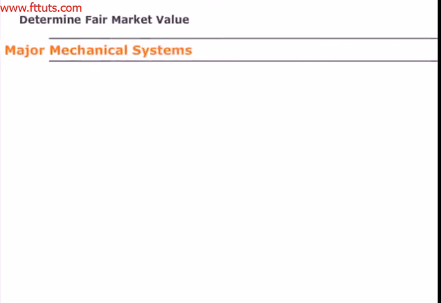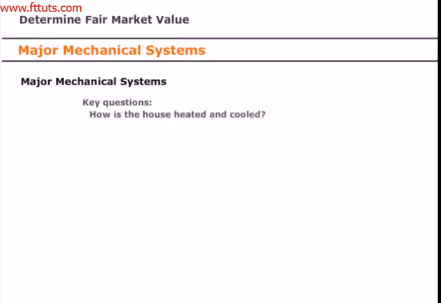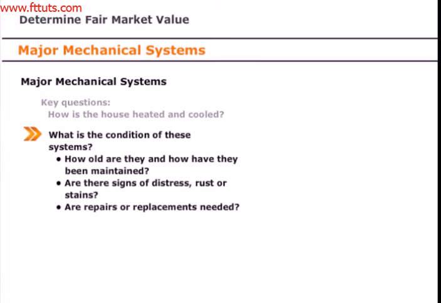The final section of your inspection involves the major mechanical systems. How is the house heated and cooled? What is the condition of these systems? How old are they, and have they been maintained? Are there signs of distress, rust, or stains? Are repairs or replacements needed?